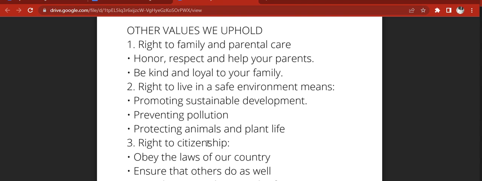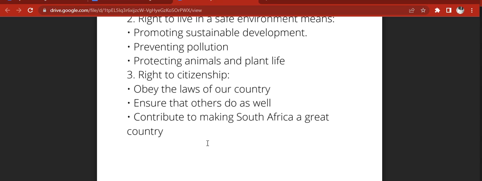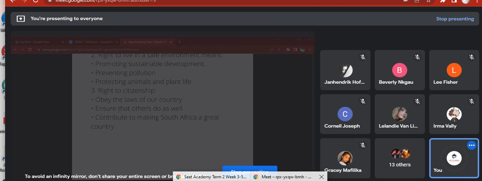And with preventing pollution as well, things like littering. You're in town, you're walking, you were drinking some juice, instead of just throwing the bottle down, hold on to it and find a bin and throw it in a bin, or take it home and throw it in your bin at home. And then the third one is right to citizenship. Obey the laws of our country, ensure that others do that as well, and contribute to making South Africa a good country or a great country.